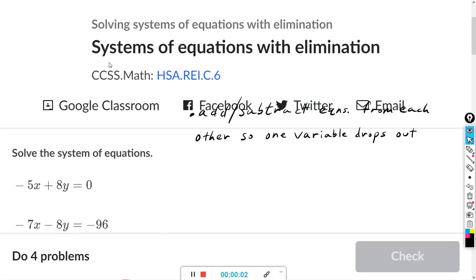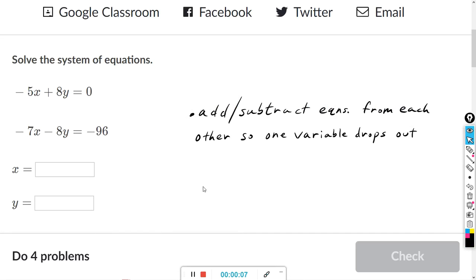This will be for the assignment, systems of equations with elimination. So here we have our system of equations. Basically we have two equations with two unknown variables. And what you want to do in this exercise, you can add or subtract the equations from each other so that one variable drops out. You can also multiply or divide either equation by any number except 0, but I don't think you need to do that in this section.